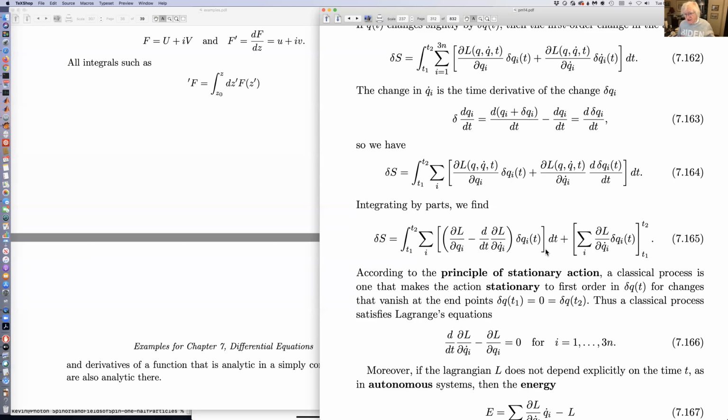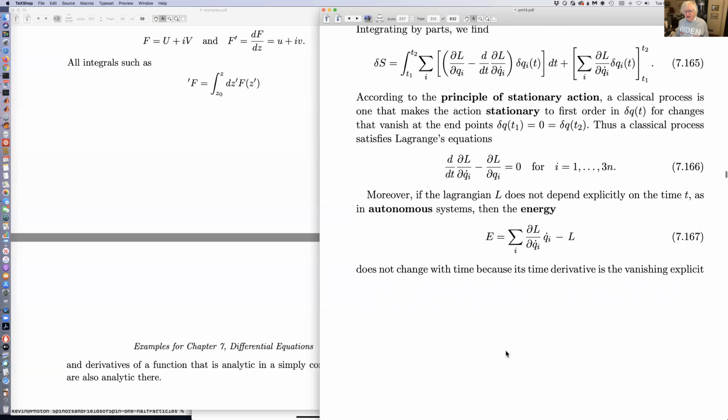And that means then, in other words, for an arbitrary infinitesimal change in the process vanishing at the endpoints, we get that the coefficient of delta Q has to vanish. And that gives us Lagrange's equations, where we normally put in another minus sign and write it as d by dt of partial L partial q dot is equal to partial L partial qi for the three n variables.